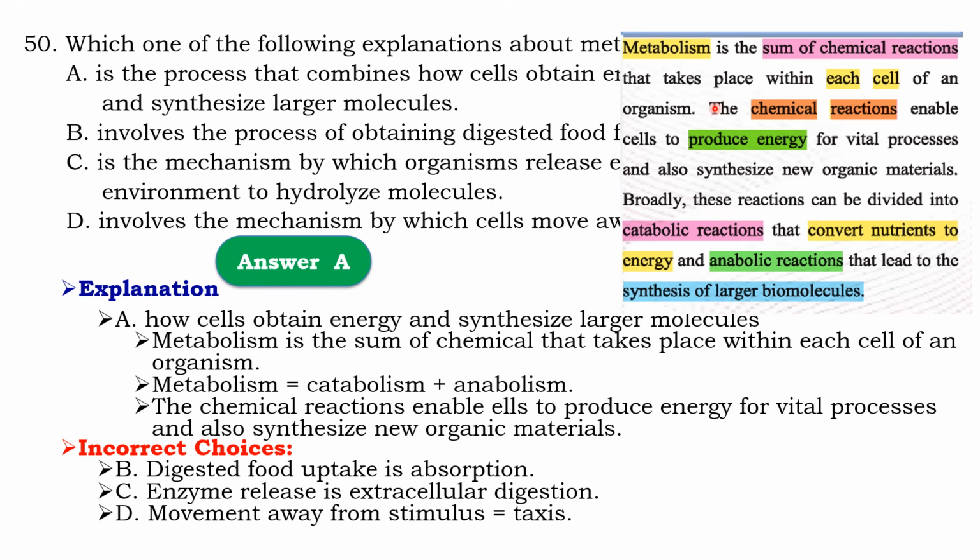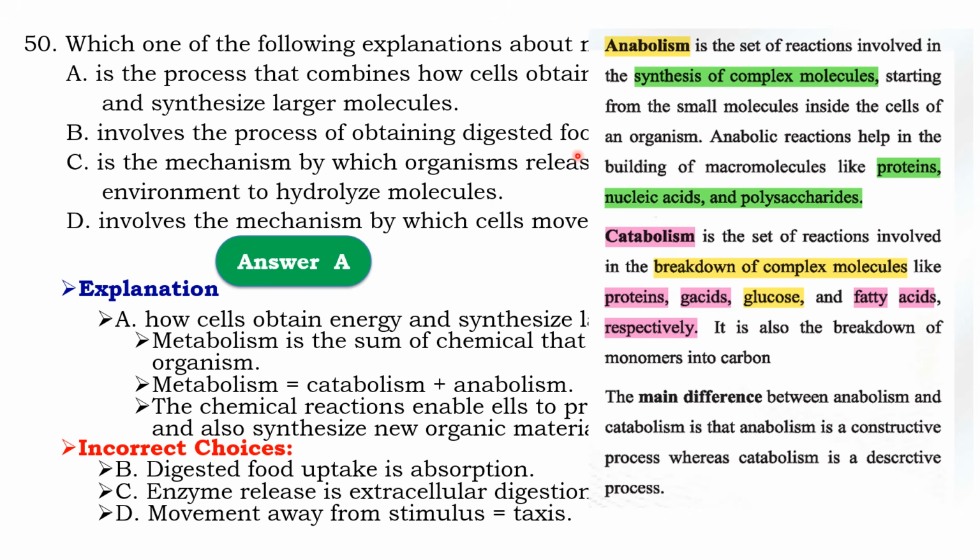So we can look at metabolism in biology grade 12. Metabolism is the sum of chemical reactions that take place within each cell of an organism, reactions that enable cells to produce energy for vital processes and also synthesize new organic molecules. Broadly, these reactions are divided into catabolism, which converts nutrients into energy, and anabolism, which leads to synthesis of larger biomolecules. So the answer should be A. Also read more about anabolism and catabolism, and the main differences between them.